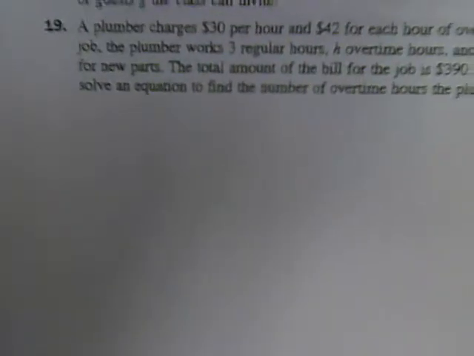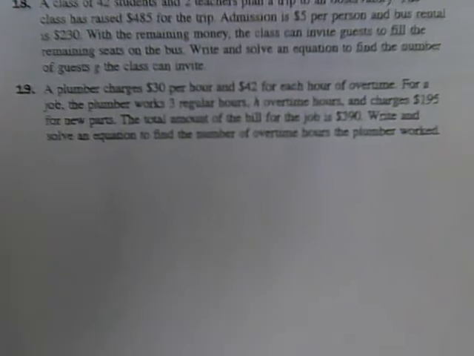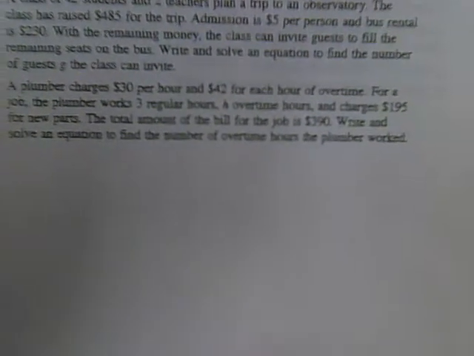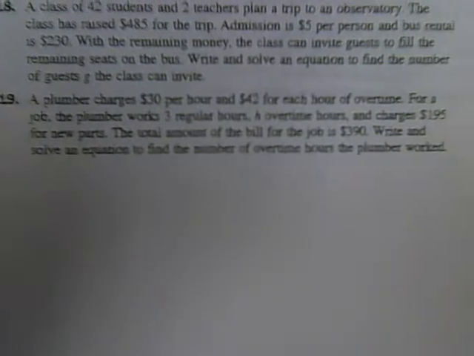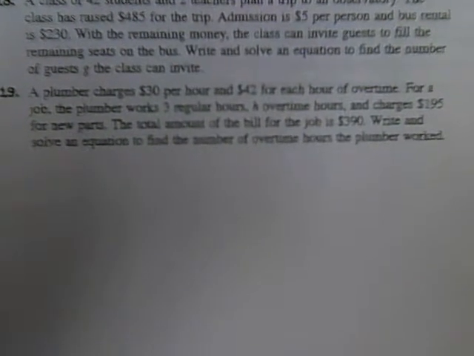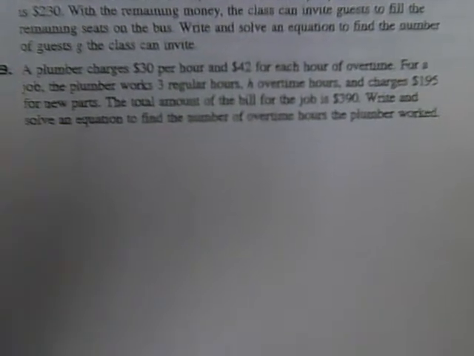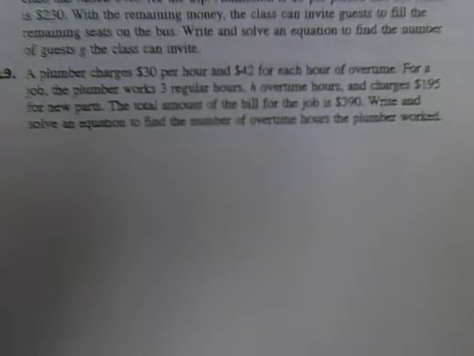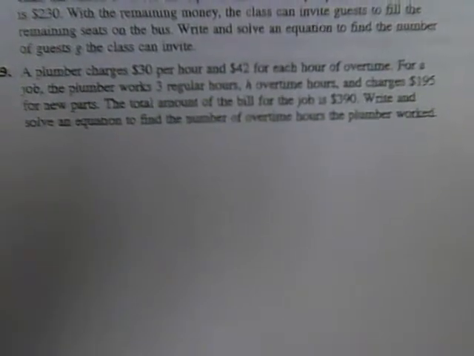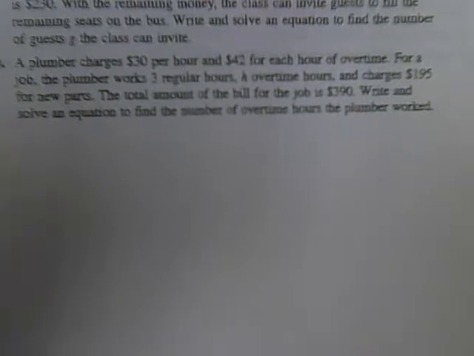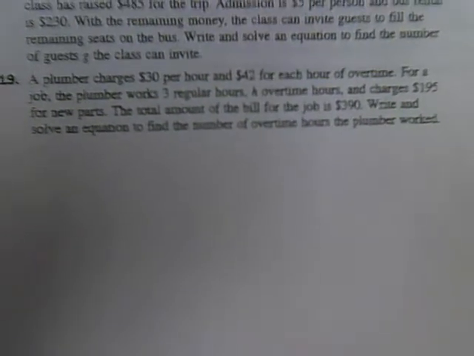Let's do number 19. It says a plumber charges $30 per hour and $42 for each hour of overtime. For a job, the plumber works 3 regular hours, H overtime hours, and charges $195 for new parts. The total amount of the bill for the job is $390. Write and solve an equation to find the number of overtime hours the plumber worked. Okay, well, we know for sure that the bill cost me $390. So I might as well just go ahead and fill that in. I know it equals 390.